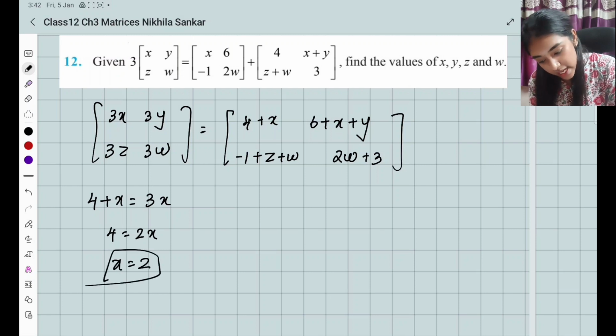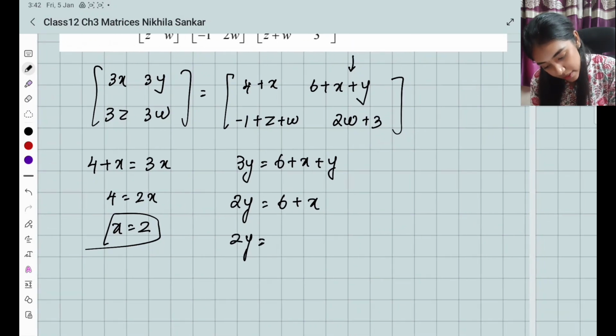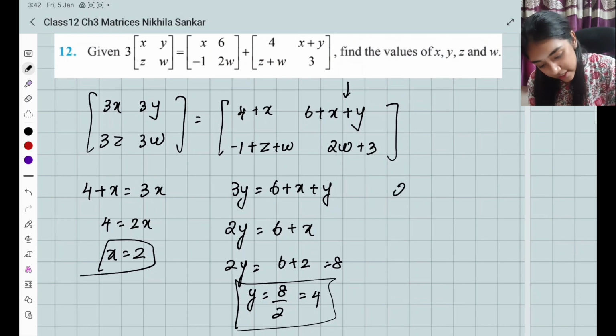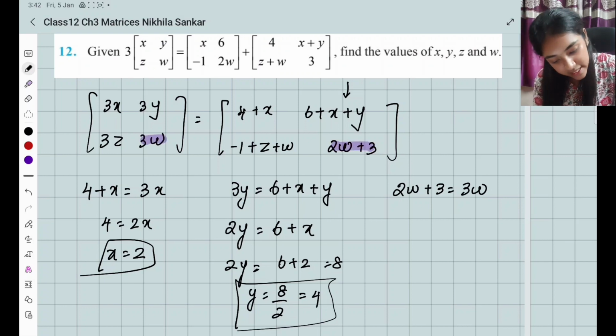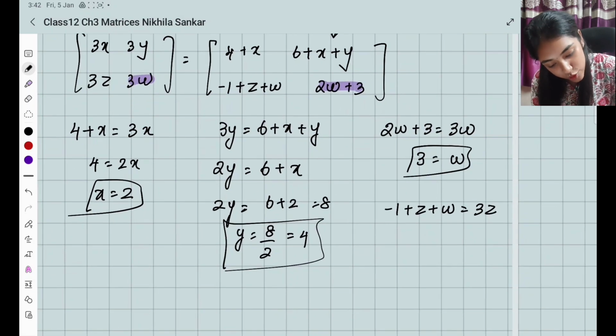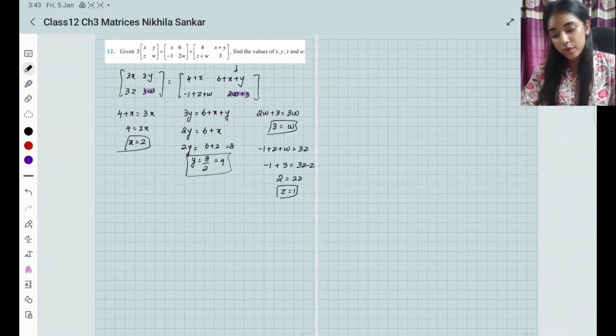Using the x value, next, I have 3y equals 6 plus x plus y. 2y equals 6 plus x. 2y equals 6 plus 2, which is 8. So, y equals 8 by 2 which is 4. So we found the y value. Next equation is going to be, I'll write this. 2w plus 3 equals 3w. So I have 3 equals w. So we found the w value. Last equation is going to be minus 1 plus z plus w equals 3z. We just found w is 3. So I have minus 1 plus 3 equals 3z minus z. So I have 2 equals 2z. z equals 1. Okay. So we have found out all the values. Please copy.